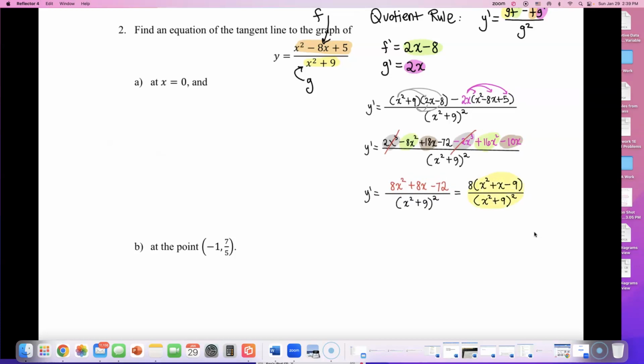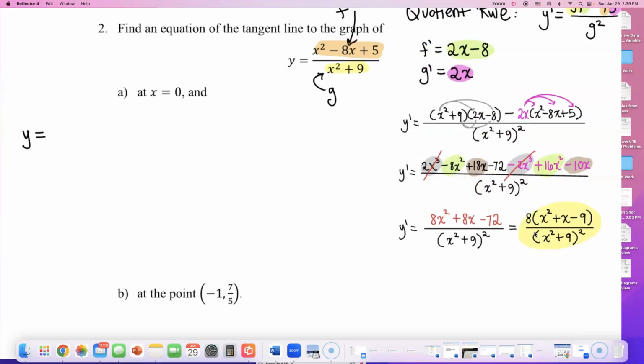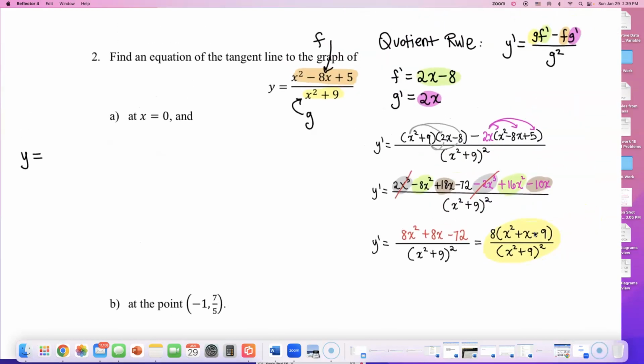This is the answer. Now they want us to find the slope of a tangent line at x equals 0. When x is 0, what is going to be the y value? Let's find the y first, because we need three things. We need x, y, and m. You can find what y is by plugging in 0 into the original function. So let's do that.